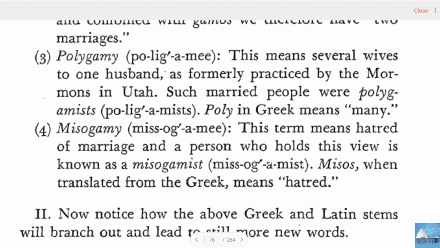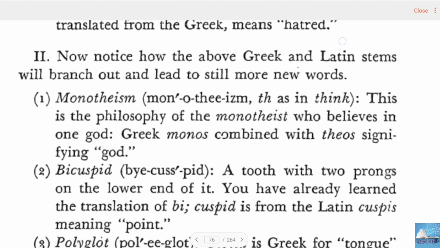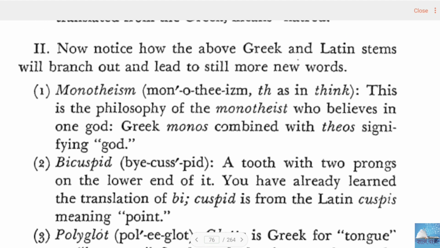Misogamist. This term means hatred of marriage, and a person who holds this view is known as a misogamist. Misos, when translated from the Greek, means hatred. Now notice how the above Greek and Latin stems will branch out and lead to still more new words.